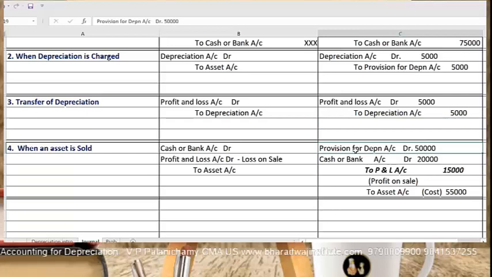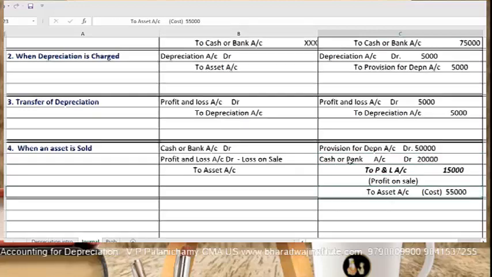If you are selling the asset, debit the depreciation on the asset which is sold. There is accumulated depreciation on the asset which is sold. Then record the cash or bank sale. Profit or loss will be transferred to the P&L account. The asset will be at cost price.